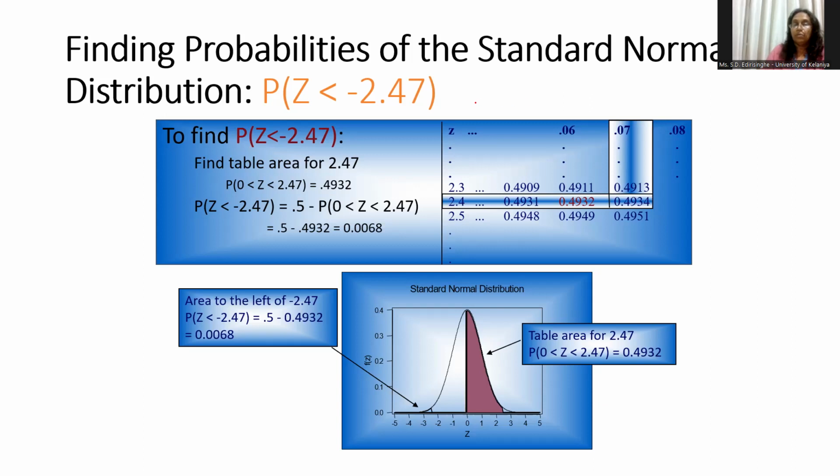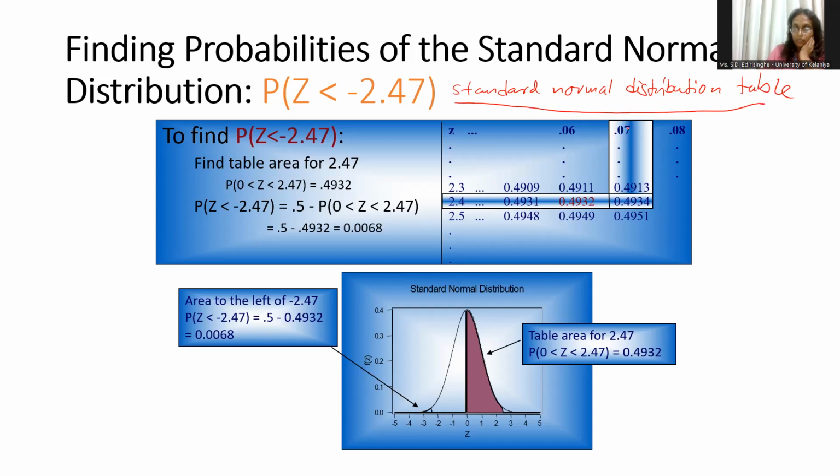Standard normal distribution tables. This is one part of it. That is called the standard normal distribution table. Next time I will explain this. Okay, this is one part.